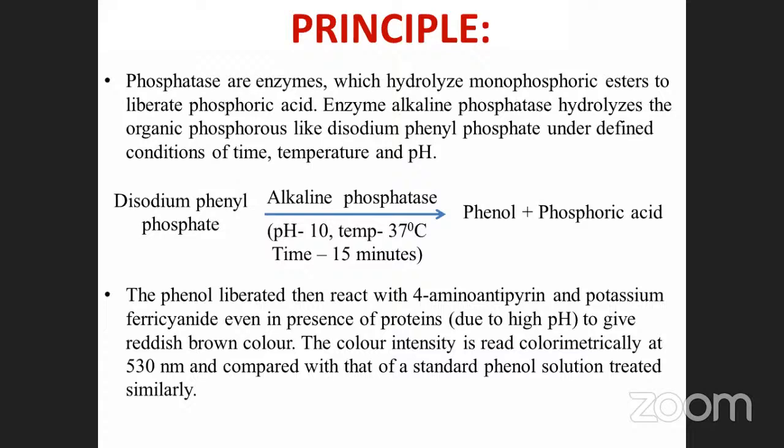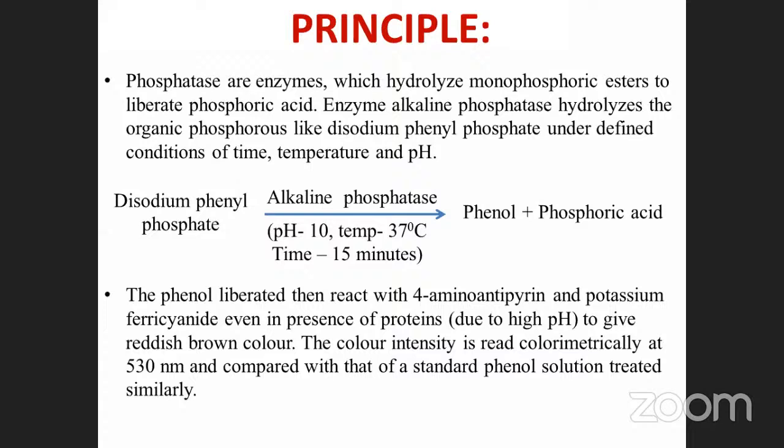The enzyme alkaline phosphatase hydrolyzes organic phosphorus compounds like disodium phenyl phosphate. You know one example in glycolysis, phosphoenolpyruvate. It hydrolyzes organic phosphorus, for example disodium phenyl phosphate, under defined or specific conditions of time, temperature, and pH. Why are these 3 points considered? Time, temperature, and pH.